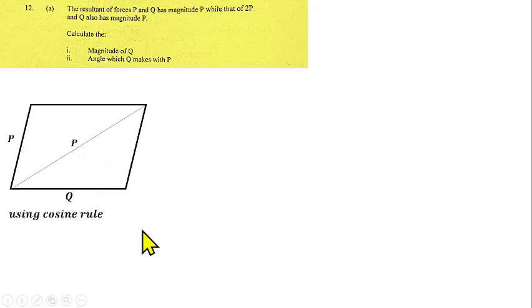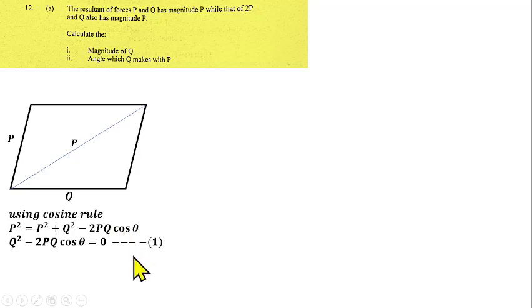So for the first, using the cosine rule, we'll be having P squared equals P squared plus Q squared minus 2PQ cos theta, where theta is the angle between the two forces here. Then P squared will take care of P squared. So we have Q squared minus 2PQ cos theta equals 0.